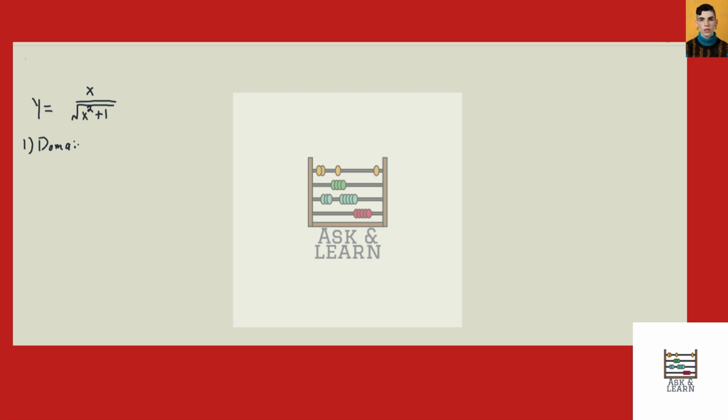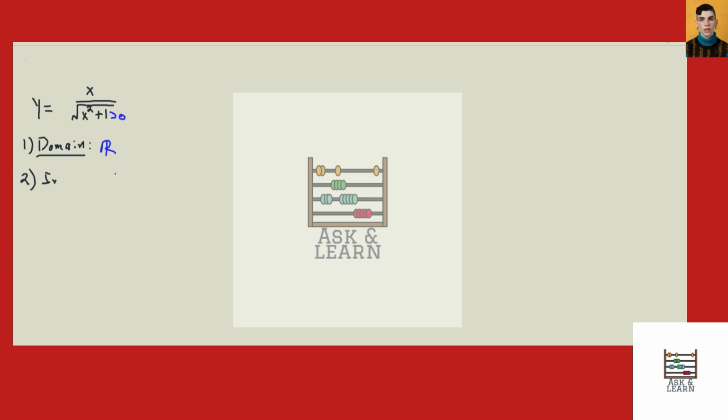So the first thing they tell us to look for is our domain. Well, since this is a rational function, we need to make sure our denominator never equals 0. Well, x squared plus 1 will never equal 0. It will always be greater than or equal to 1. And for the square root, we need to make sure the inside is going to be strictly greater than 0. So we could really just say that we need to ensure that x squared plus 1 is strictly larger than 0, which in this case it is. So our domain is just going to be all real numbers, or negative infinity to infinity.